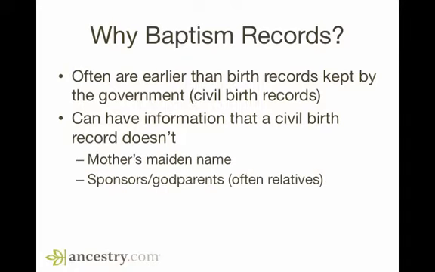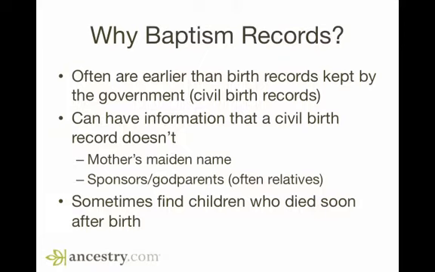It might list the mother's maiden name, and it usually lists the names of the sponsors or godparents, who are often relatives, so it's a great clue of other people who are associated with your family. And baptism records are a wonderful way of discovering children who died soon after birth. If a child was born and there was a fear that they would die soon, the parents may not have been concerned about recording a civil birth record, but they could have been very concerned about having the child baptized.